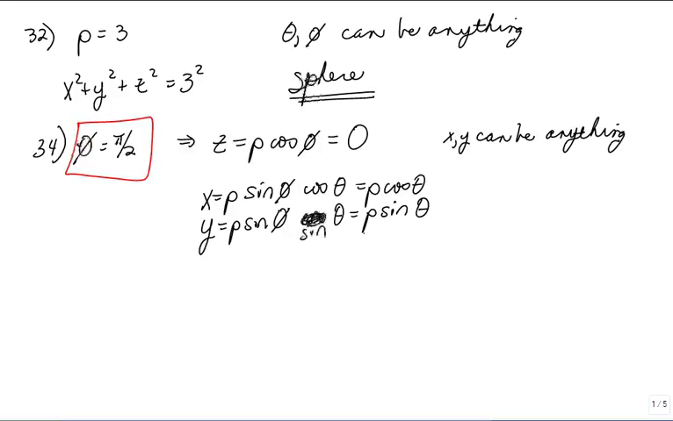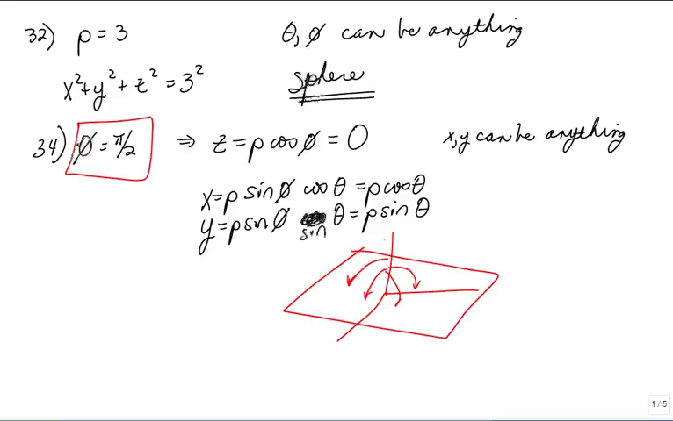So what you have is, if phi is pi over 2, you're coming down here, and you're just getting that whole xy plane. That's what that describes.